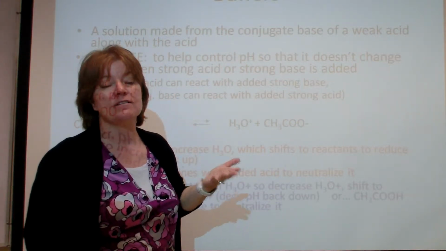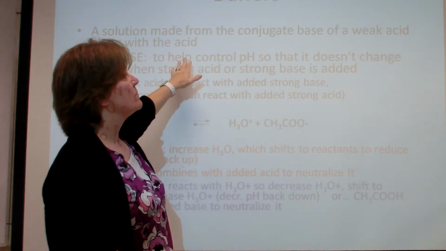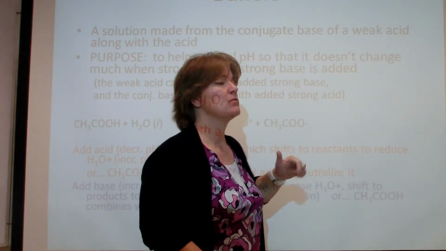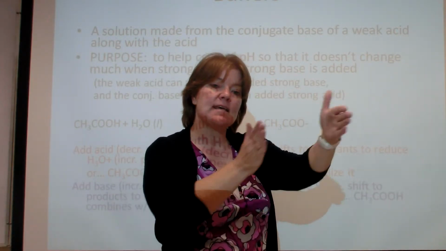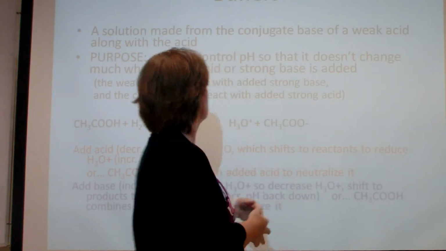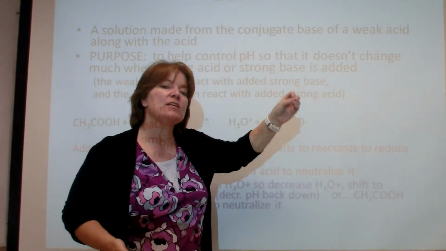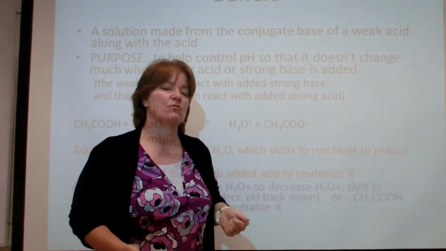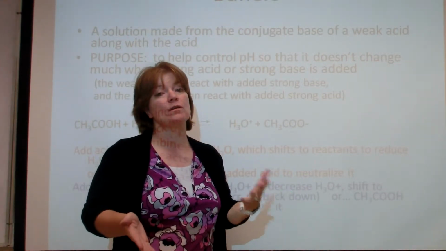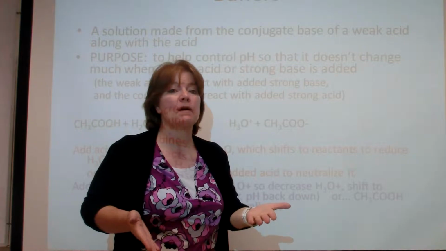Another kind of buffer would be a weak base with its conjugate acid. So I have a base-acid pair, and I'm talking about weak acids and bases. The purpose of it is to help control pH so that it doesn't change very much if I add strong acid or strong base. This is really important in a lot of biological systems. The pH can't swing by very much.